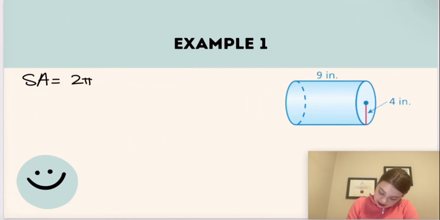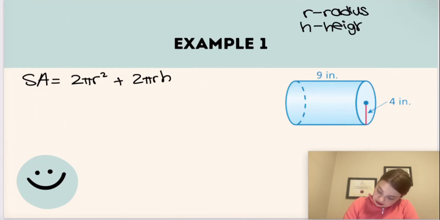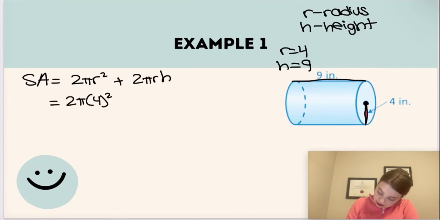So again, it's 2 pi r squared plus 2 pi rh, where r is the radius and h is the height. So in this situation, the radius is equal to 4, right? The distance from the center of our circle to the edge of our circle is 4, and the height is 9. So therefore, we would have 2 pi 4 squared plus 2 pi 4 times 9.